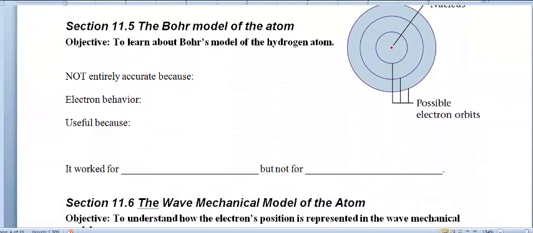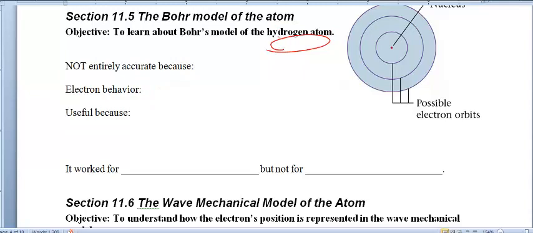All right, let's go back to the Bohr model of the atom. And Niels Bohr won the Nobel Prize in physics, I think it was, back in the early 1900s for his model of the atom. And it did explain hydrogen perfectly. Hydrogen has one electron only, but it's not entirely accurate because electrons don't move in orbits.